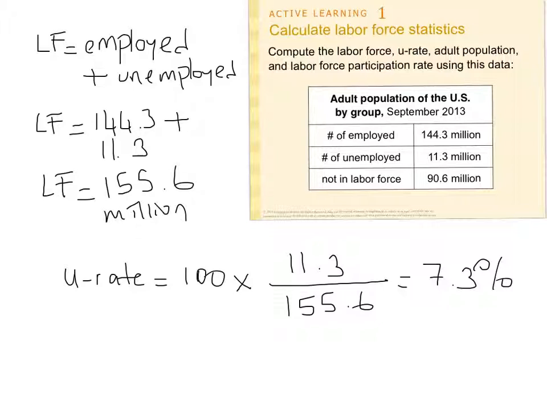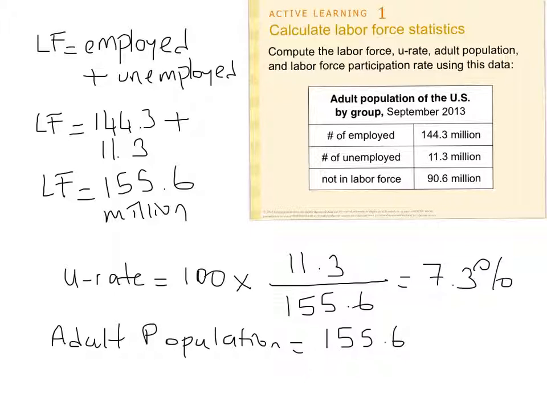Okay. Next one is the adult population. What is the adult population? I said that it is the sum of the labor force and not in the labor force. That means all categories summed up together. Adult population is going to be 155.6 plus 90.6 million, which will bring you the number 246.2. 246.2 million people is the adult population. Okay, that easy.